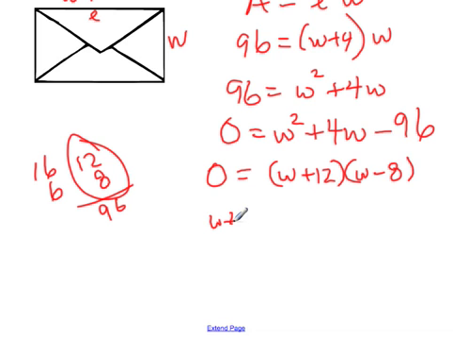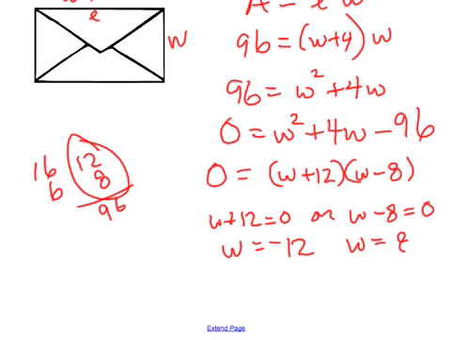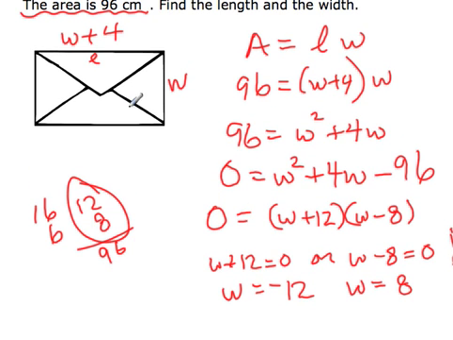So I'd say W plus 12 is equal to 0, or W minus 8 is equal to 0. Here, W is equal to -12, or W is equal to a positive 8. Now, when I look at the question, I'm talking about a rectangle, an envelope. So when I look at my two answers, one's a -12, one's a positive 8. Well, with -12, you can't have a width being negative. Distances are always positive. So I'm going with my width being 8, and so my length will be whatever the width is plus 4. So the length is going to be 12.